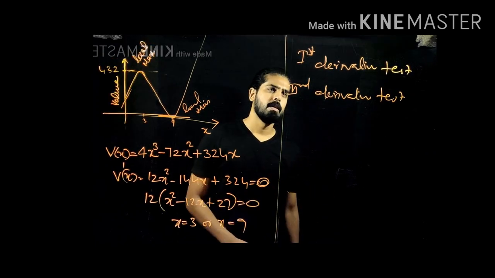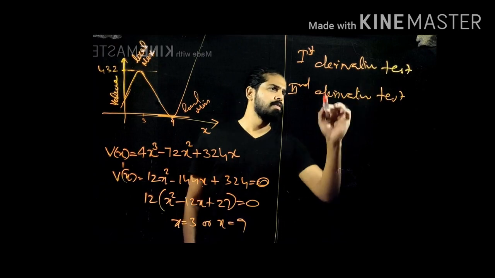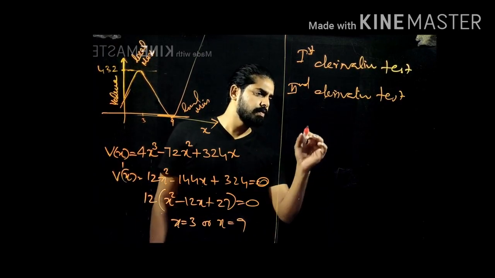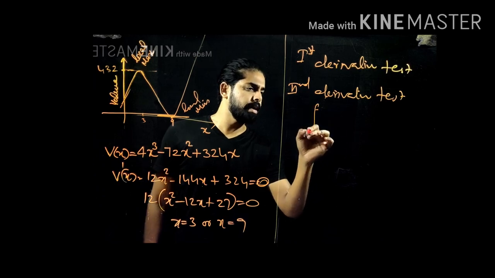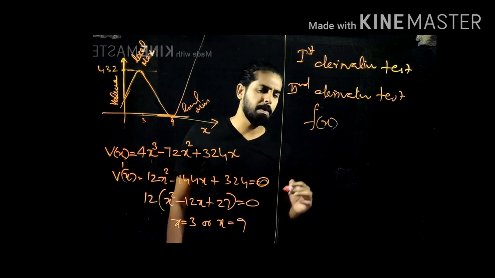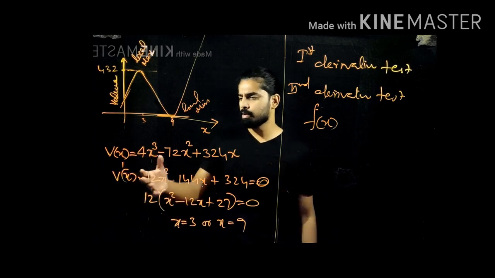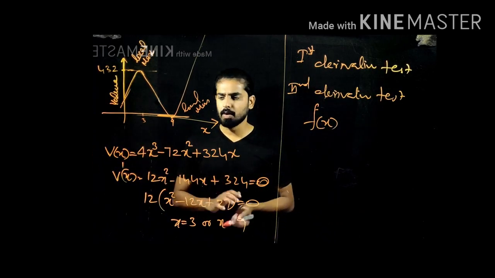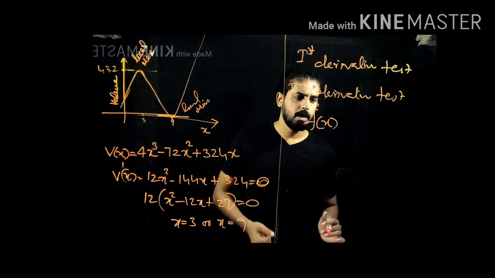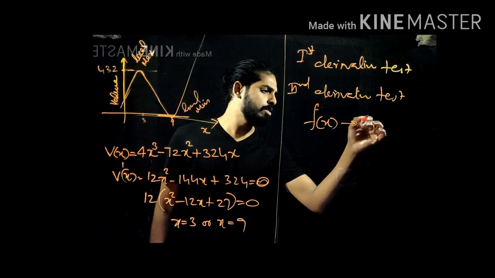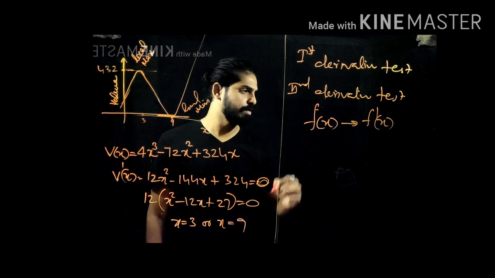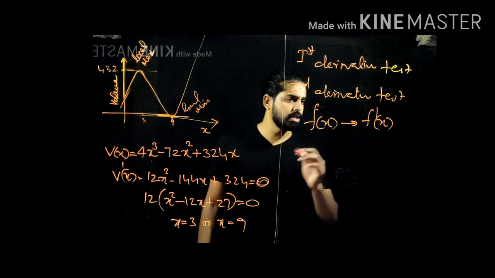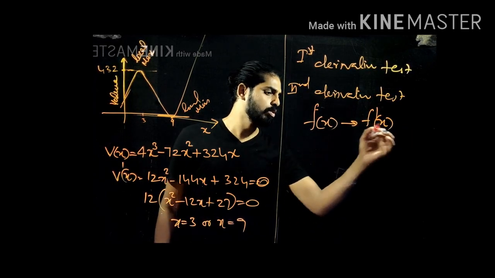Let's see what the first derivative test is. In the first derivative test, you will be provided a function f of x, or maybe you have to derive a function f of x, like we derived a function v of x here. According to the situation, you have to derive a function. Then you have to differentiate the function, find f dash of x, like we have found v dash of x here. Differentiate it, then equate that with 0.